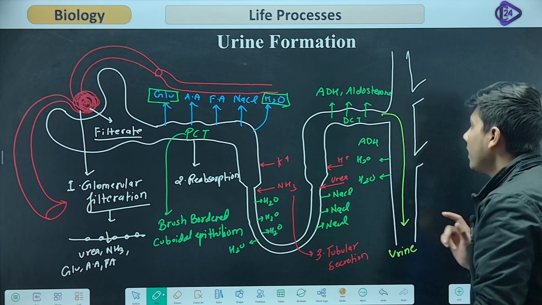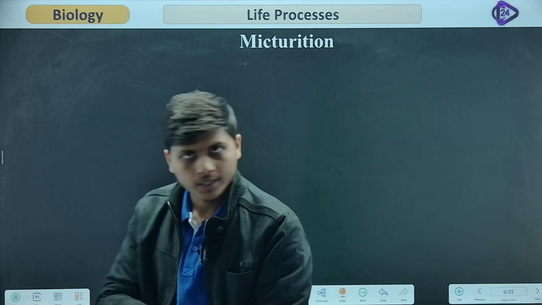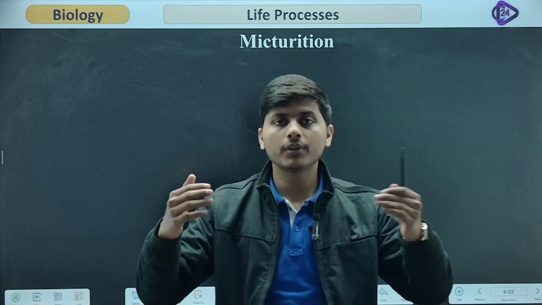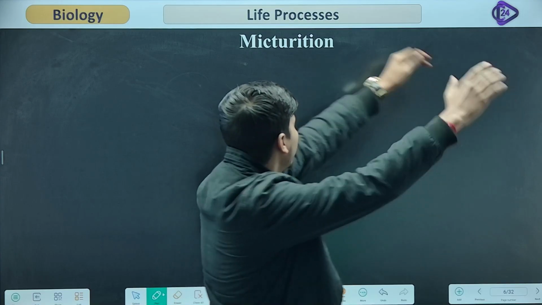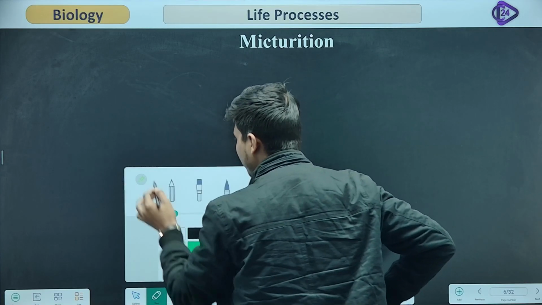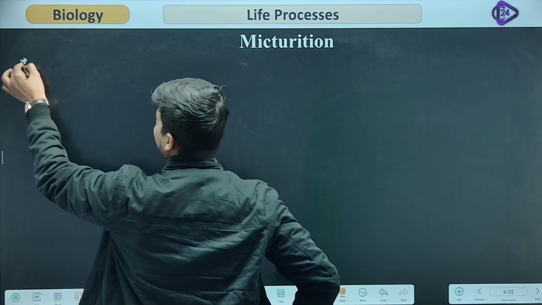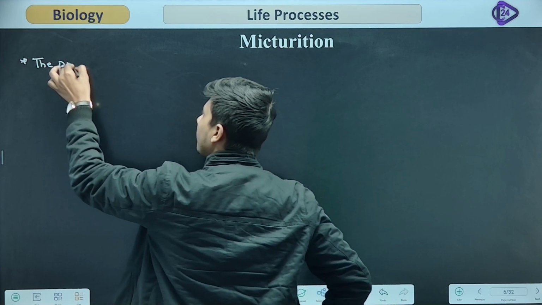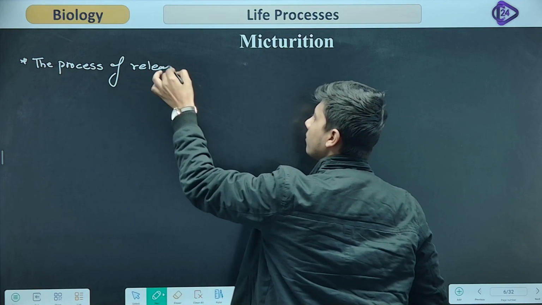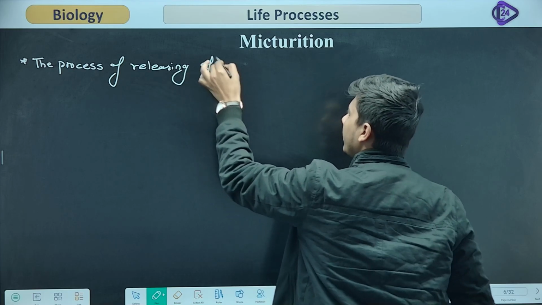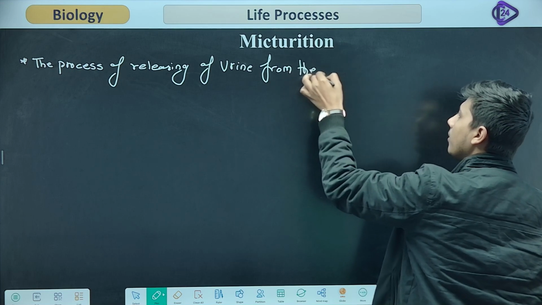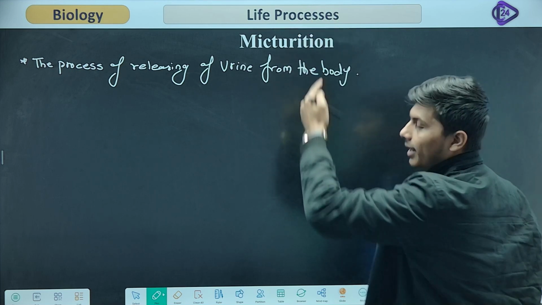Now let's move on to the next topic, micturition. Now urine is formed. Now it needs to be released out of the body. The process of releasing urine from the human body is called micturition. We will write the definition. What is micturition? The process of releasing of urine from the body is called micturition.